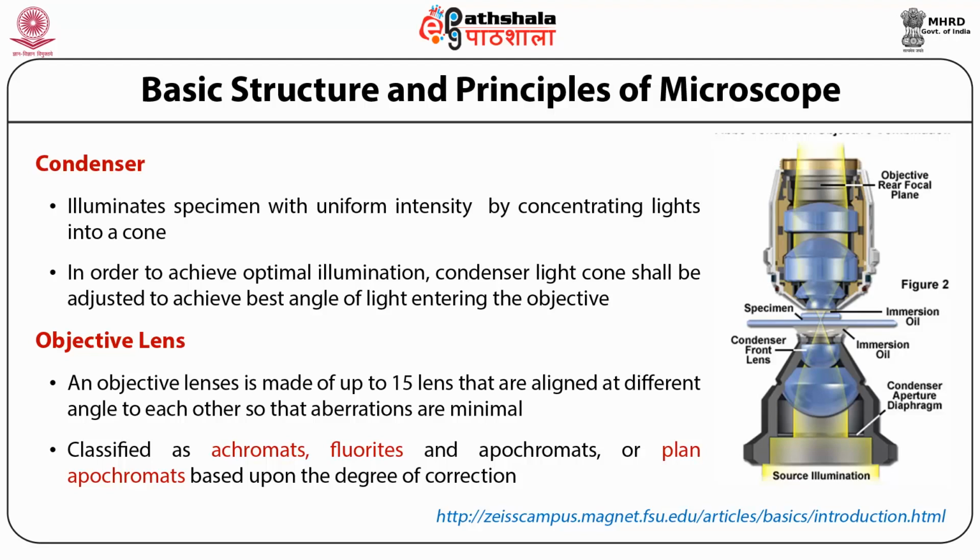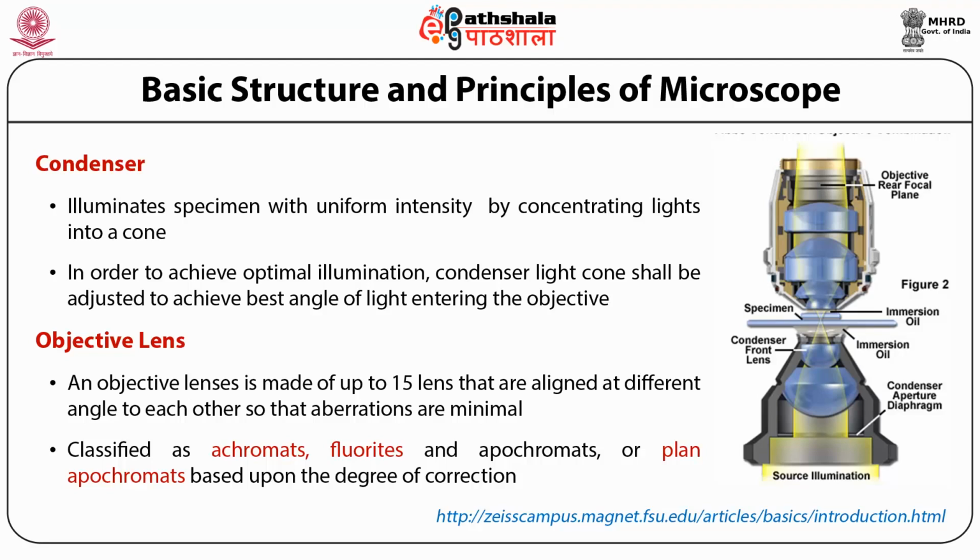These objective lenses are nowadays well known as achromats, fluorites, apochromats or plan apochromats. These are the terms which are used, based upon the amount of correction each of these objective lenses has. The very famous and very high-end objective lenses are mostly plan apochromats.